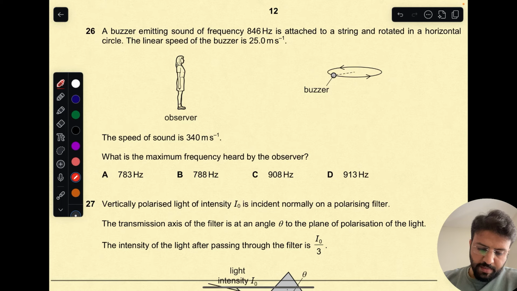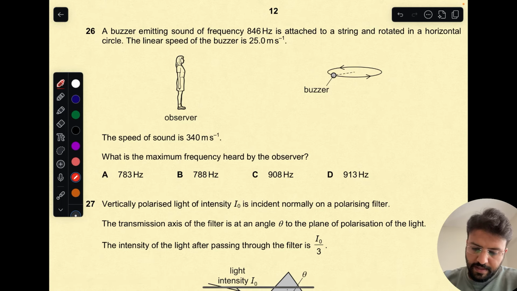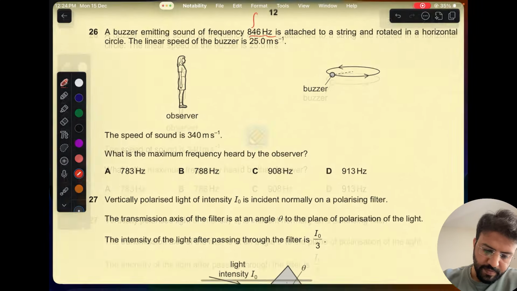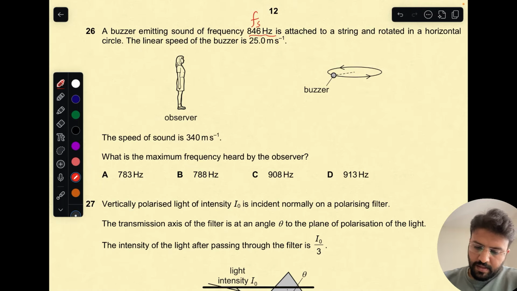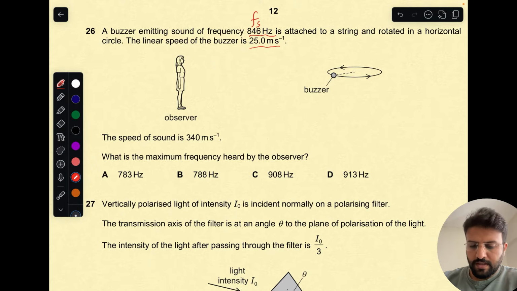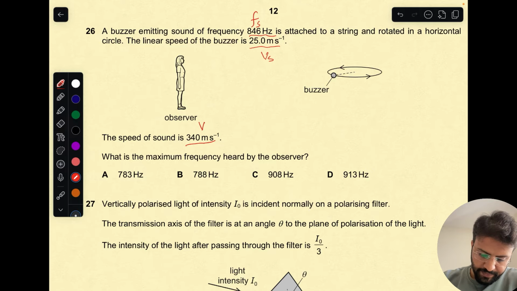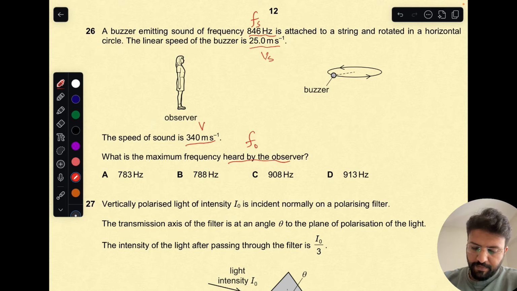In the next question, a buzzer emitting a sound of the given frequency, which is the frequency of the source, is attached to a string and rotated in a horizontal circle. The linear speed of the buzzer is given, so this is the speed of the source, Vs. The speed of the sound is also given, you can simply write it as V. What is the maximum frequency heard by the observer? You have to find the maximum observed frequency, F naught.